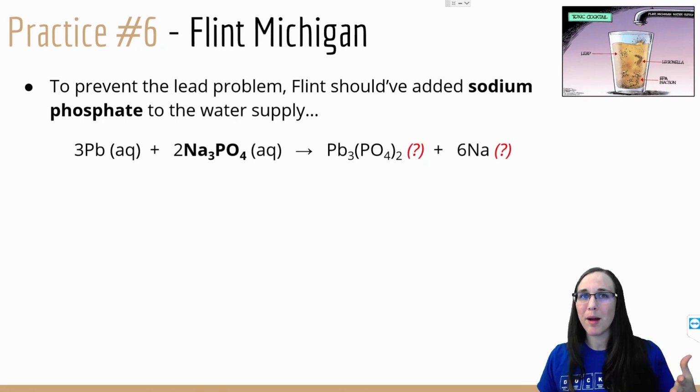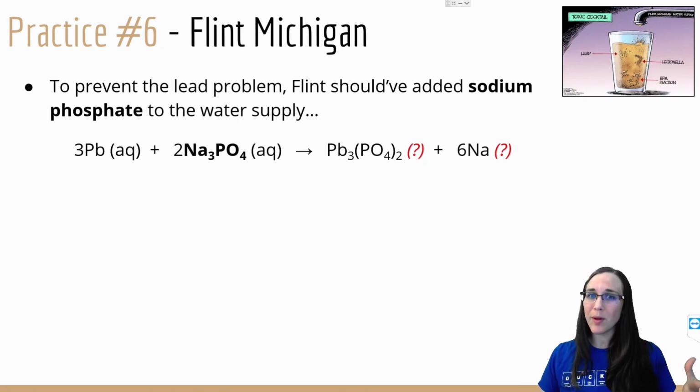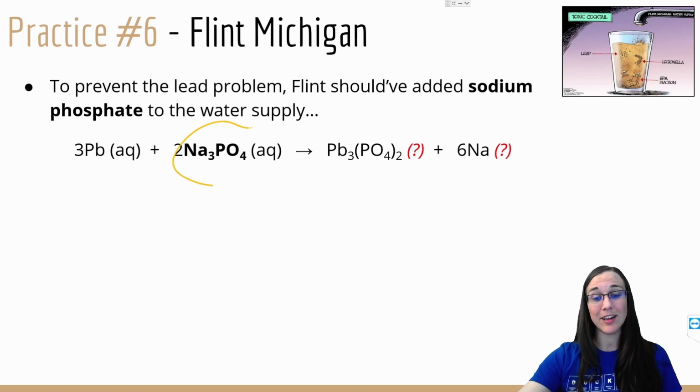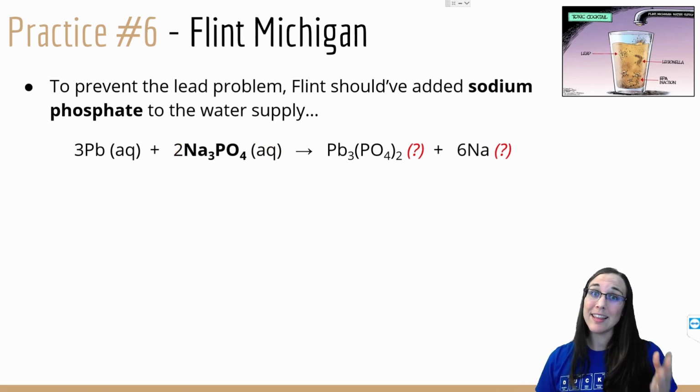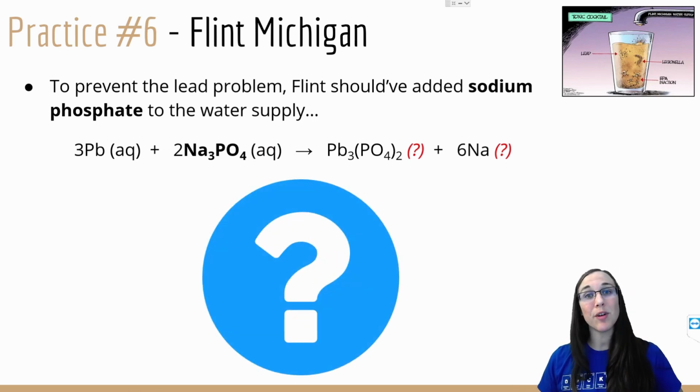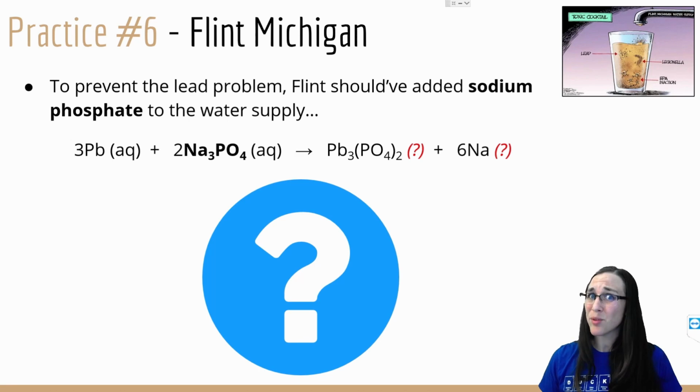The lead and water problem in Flint could have been avoided if they would have simply added sodium phosphate to the water supply. That's this guy right here. If they would have done that, the lead could have been brought out of the solution as a precipitate. But how do I know that that would be the case? We need to revert back to our solubility rules, of course.